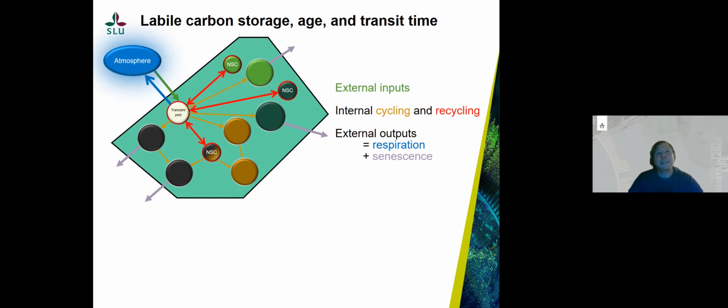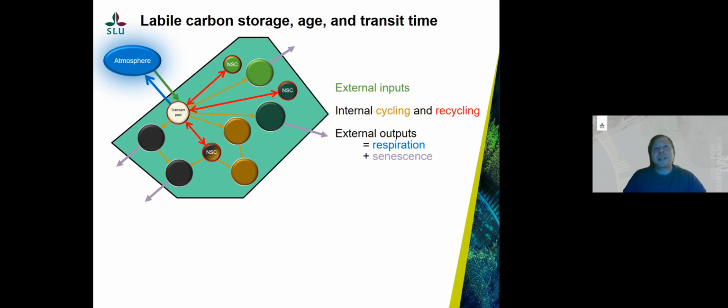So the first step is that a carbon atom enters the model or the tree by photosynthesis, which is represented by this green arrow. Then from the transient pool, this carbon atom is allocated to one of the tree organs, which is shown by the golden and red arrows. And at some point, the carbon atom leaves the tree either by respiration, which is the blue arrow, or by senescence or harvesting, which is represented by these grayish arrows.